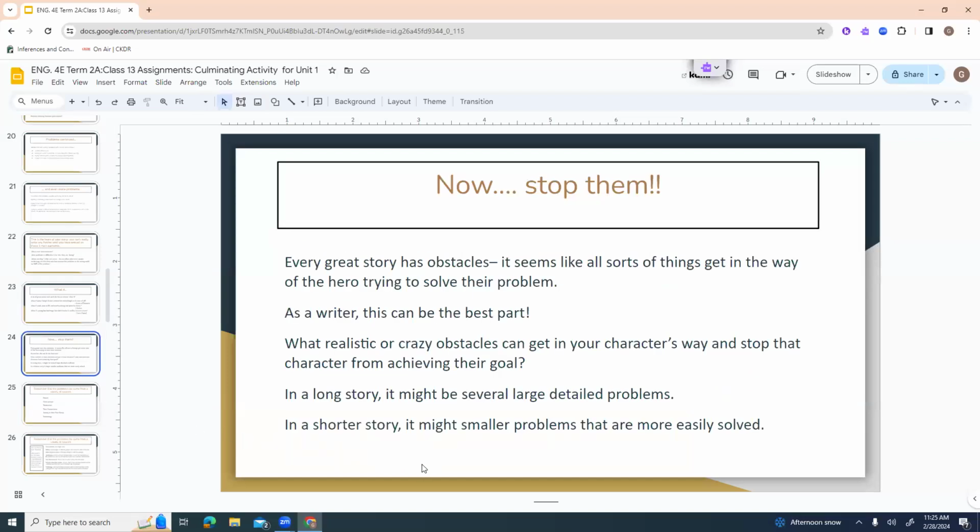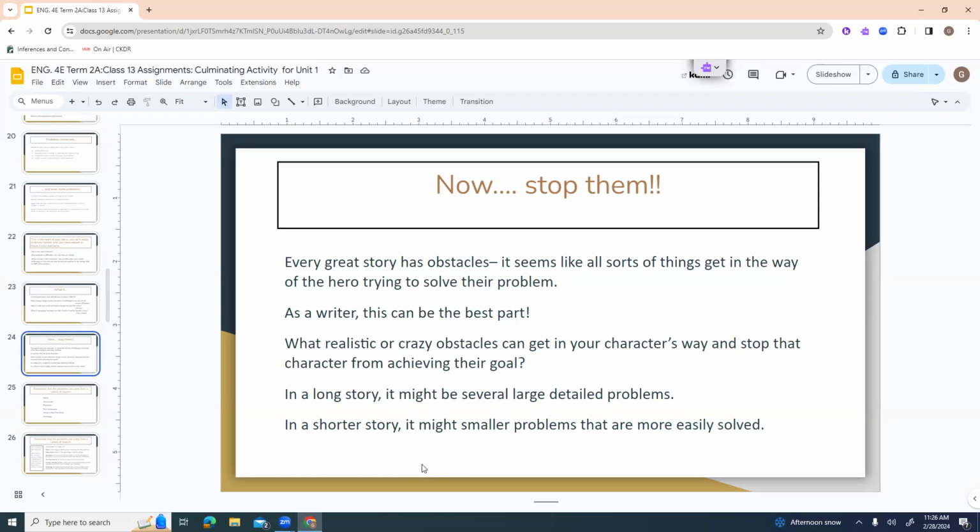Now you've got your character, you've got their quest. Now you've got to stop them, which sounds funny, but every great story has obstacles. It always seems like all sorts of things get in the way of the hero or the heroine trying to solve their problem. But as a writer, that can be the best part. It's kind of fun. What realistic or crazy obstacles can get in your character's way and stop that character from achieving their goal?